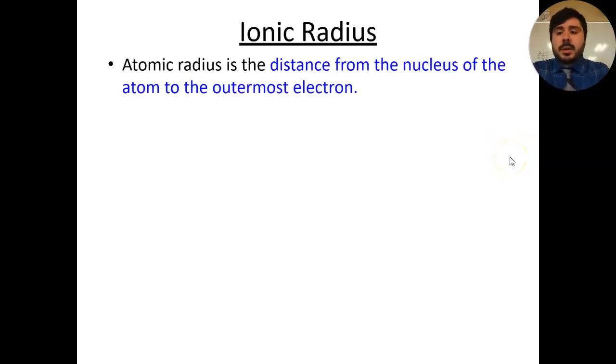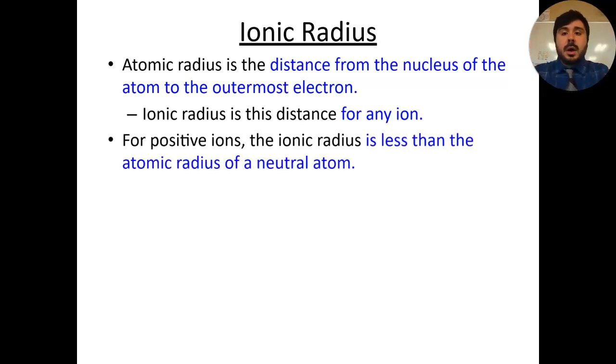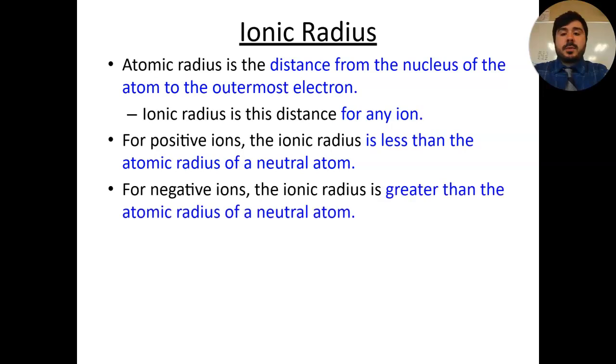Now, ionic radius, we talked very briefly about it last chapter, so I'm not going to spend too much time talking about it, but it's important to recognize the differences between atomic radius and ionic radius, right? So if we remember, the atomic radius is the distance from the nucleus of the atom to the outermost electron, right? The ionic radius is the distance for any ion, right? So it's the same thing from the dead center of an ion to the outermost energy level. Now, if you remember, for positive ions, the ionic radius is less than the atomic radius for a neutral atom, and for negative ions, the ionic radius is greater than the atomic radius of a neutral atom. Okay, so again, not a whole lot to write home about. This is a little bit of review from last chapter, so nothing too crazy here.